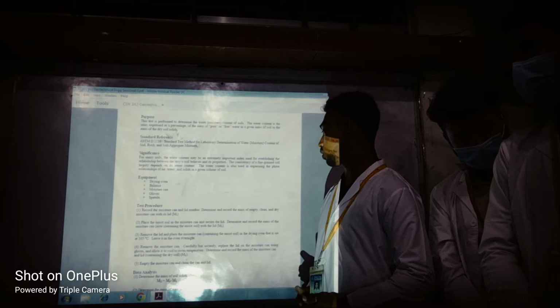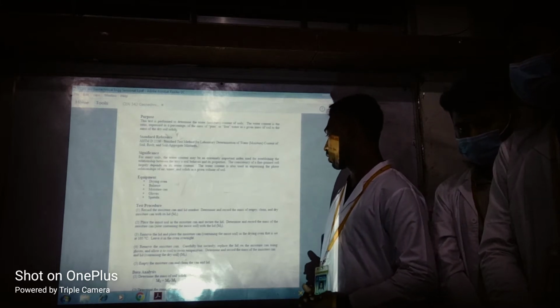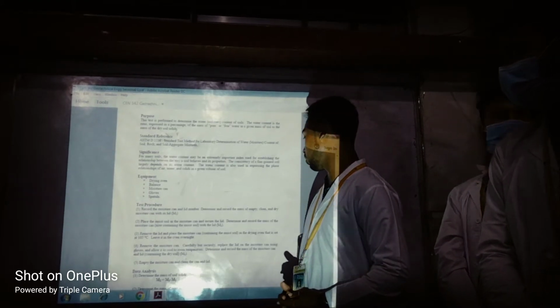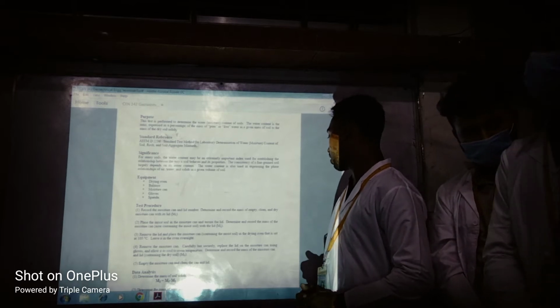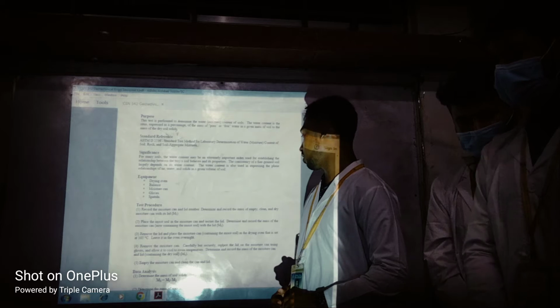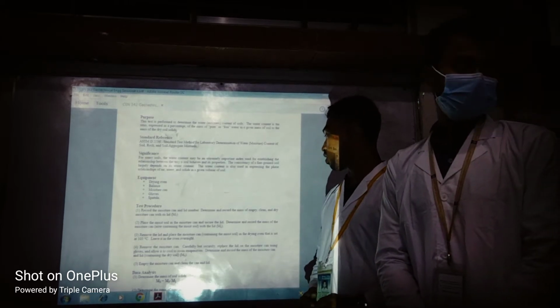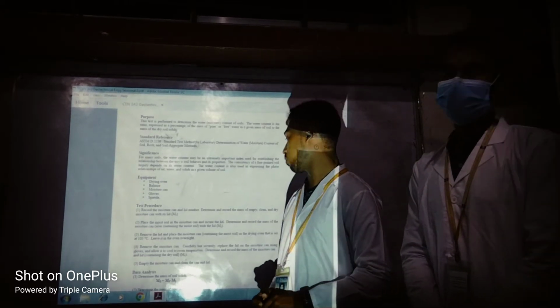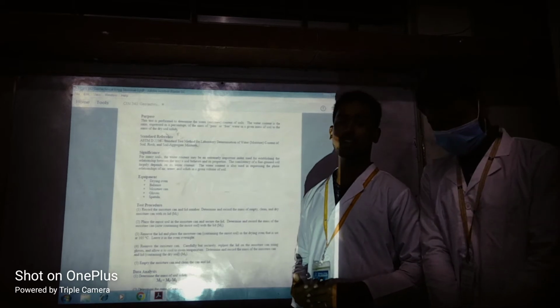My topic is the test procedure. Step 2: place the moist soil in the moisture can and secure the lid. Determine and record the mass of the moisture can. Now the moisture can containing the moist soil with the lid is M2.